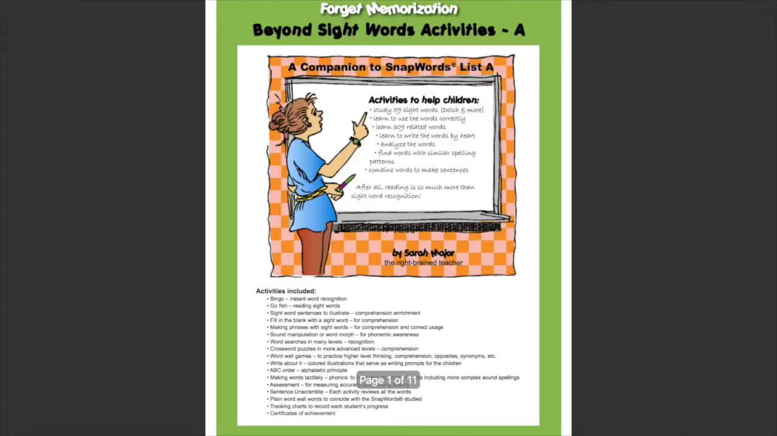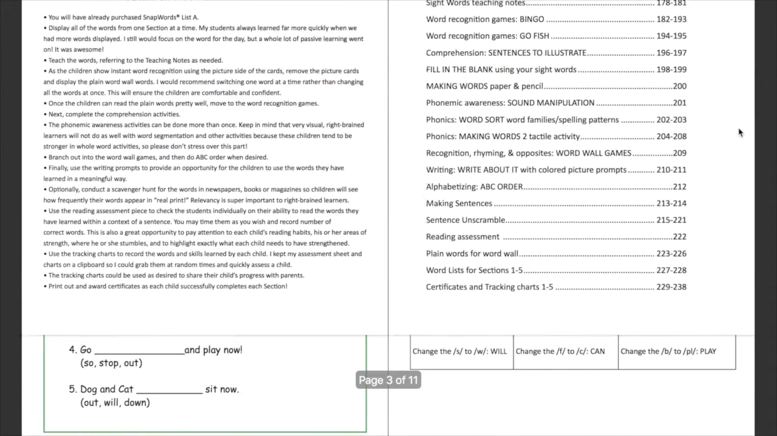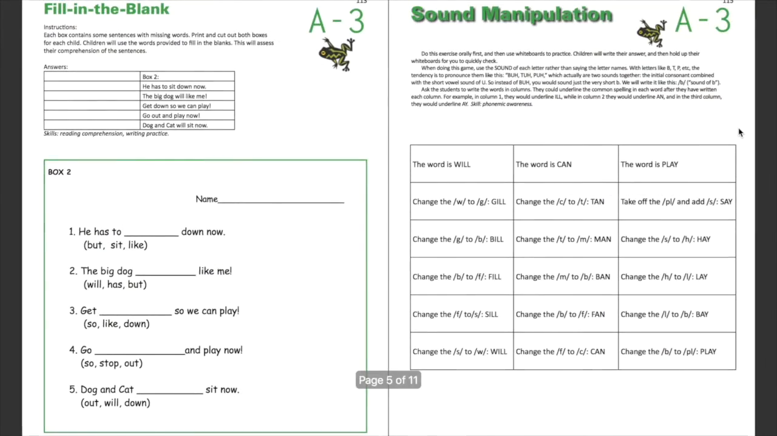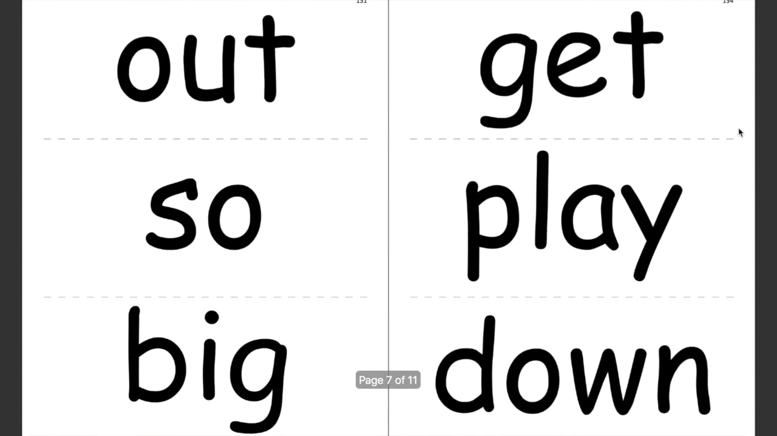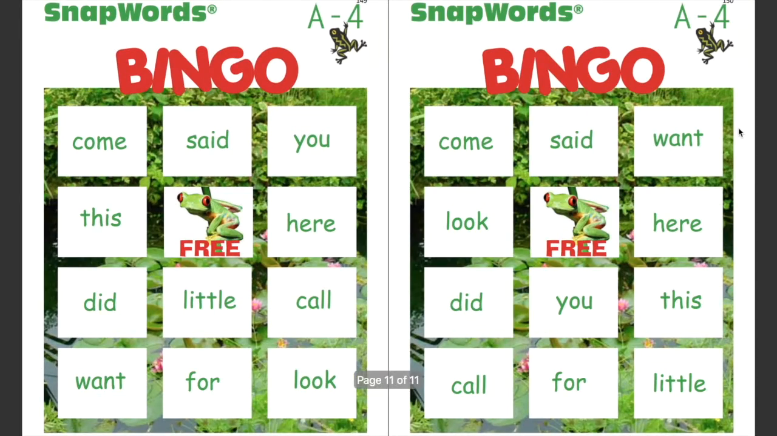So in creating Beyond SnapWords activities, we were able to also continue the engagement, because these are all activities that are game-based. It involves peer collaboration, it's solving problems, it's all hands-on, and to them, it's not like school as they once knew it. So the motivation factor is really there.